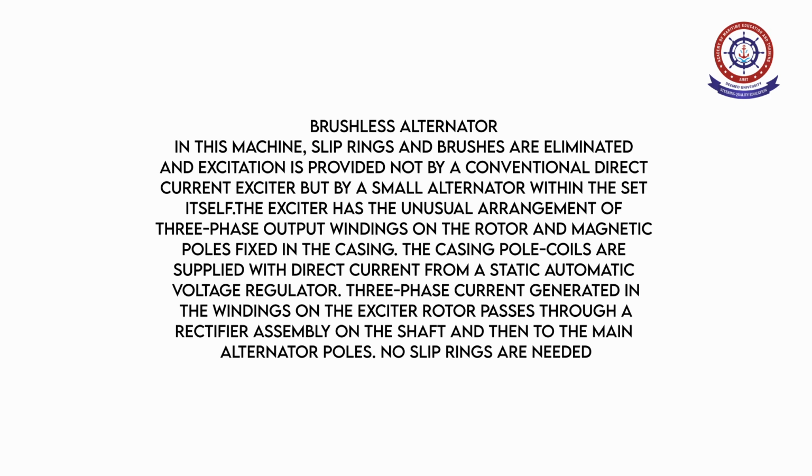The brushless alternator also plays a major role in the ship electrical system. The brushless alternator's exciter is actually available within the main alternator set. The brushless alternator has an exciter, rotor, stator, everything. Here the slip rings and brushes are eliminated, and the excitation is provided not by the conventional DC supply, but by the AVR.